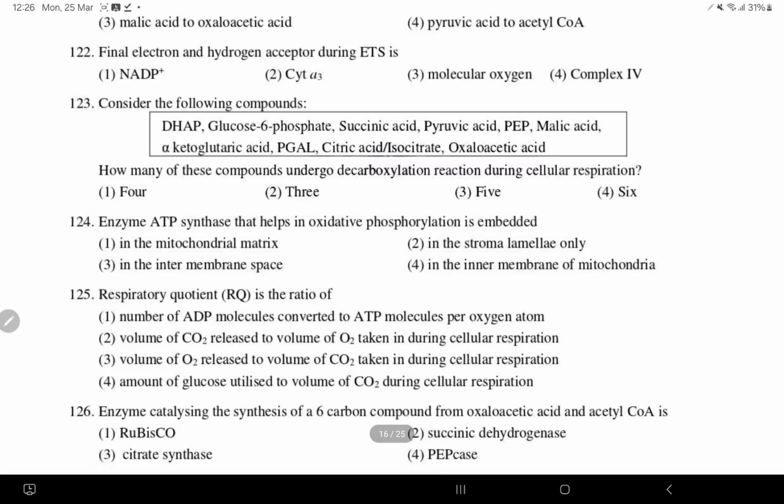Pyruvic acid will undergo. Alpha ketoglutaric acid will undergo. Citrate or isocitrate will undergo. So 3. So option 2.